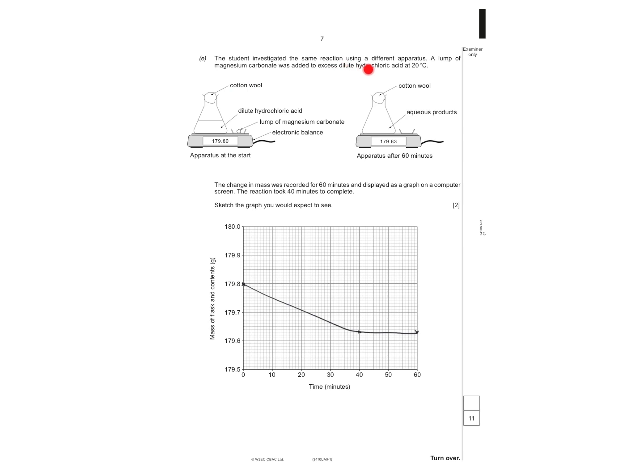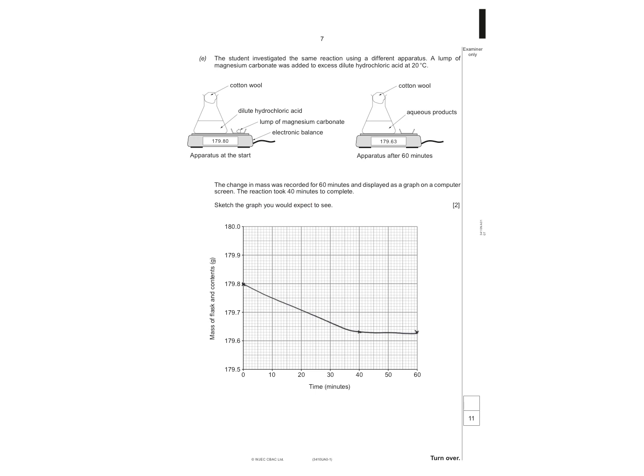The student then investigated the same reaction using a different apparatus, and a lump of magnesium carbonate was added to excess dilute hydrochloric acid at 20. Now I've got the results of this. This time we've used a mass balance. So my mass at the beginning was 179.8, and my mass at the end, after 60 minutes, was 179.63. The change in mass was recorded for 60 minutes and displayed on a graph on a computer, and the reaction took 40 minutes to complete.